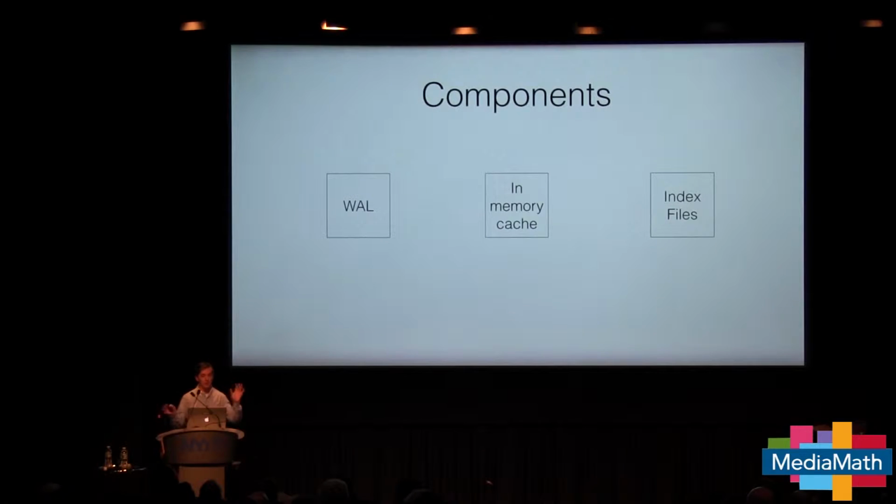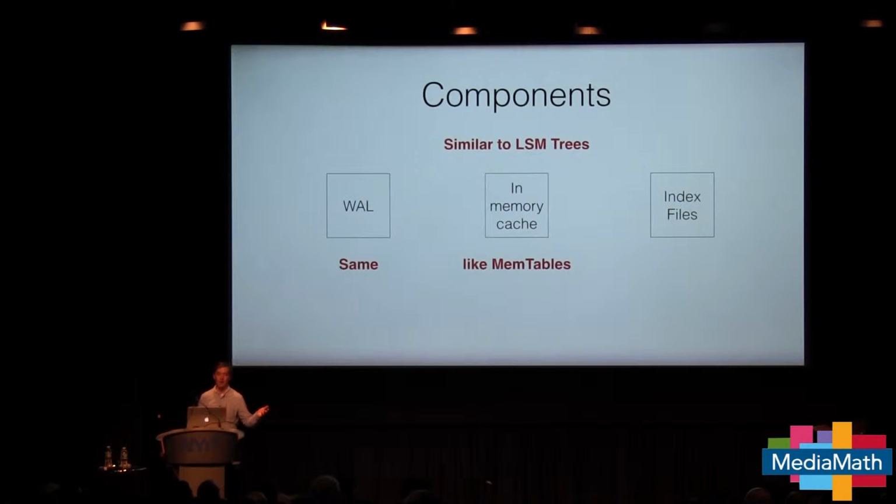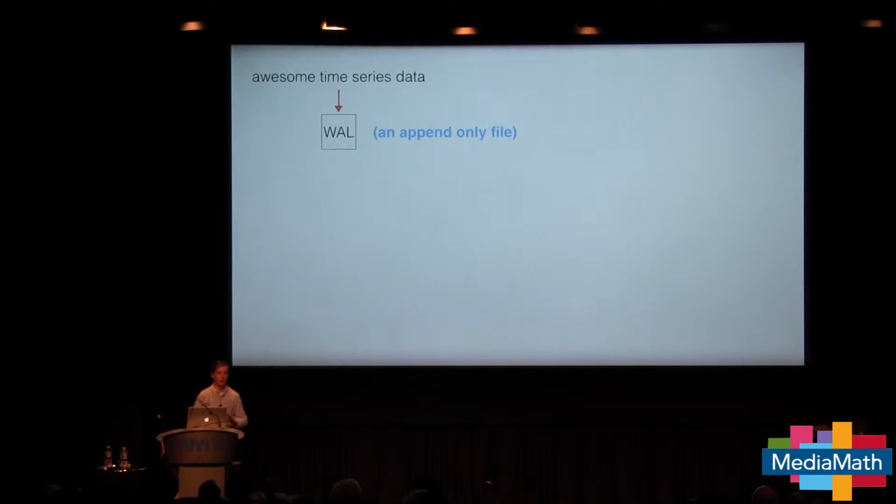So the components of this thing are, you have a write-ahead log, you have an in-memory cache that keeps the data from the write-ahead log, and you have a bunch of index files. This is very similar to how LSM trees look, right? LSM trees have a write-ahead log. They have an in-memory cache, which are called memtables. And they have index files, which are called SS tables. SS tables and index files are read-only files, which is a little bit weird when you think about databases. I'll cover how those work.